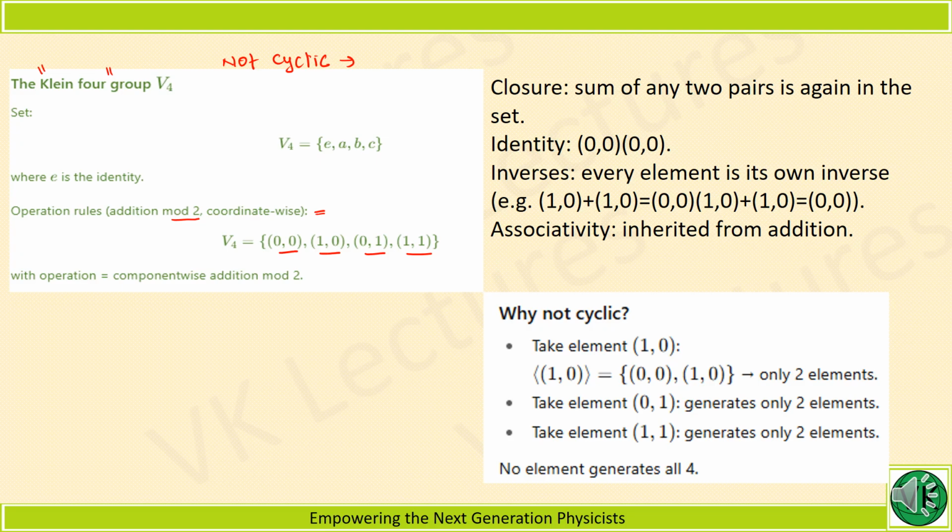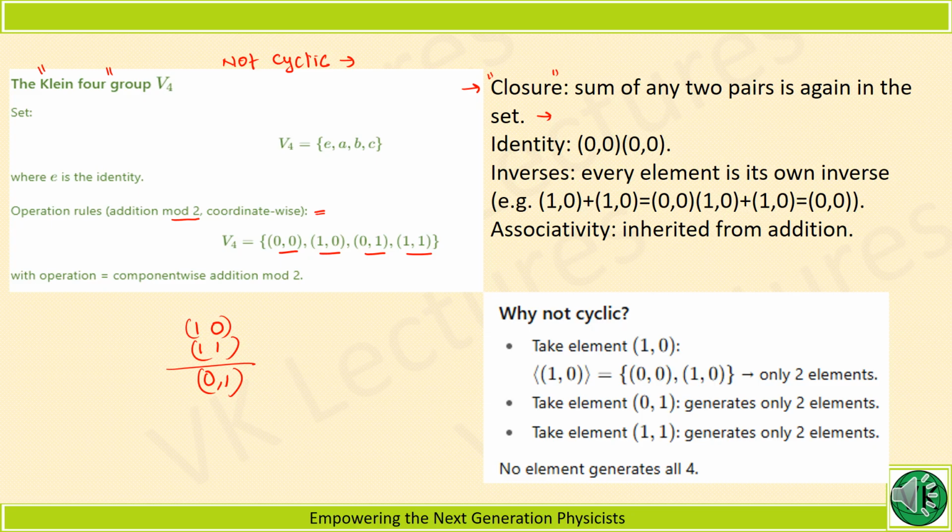Now to understand this, let us look into the properties of the group. It obeys the closure property. The sum of any two pairs is again in the set. So you add any two elements, it will again belong to the same group. For example, (1,0) and (1,1): 1 plus 1 you get 2, 2 divided by 2 is 0, and 0 plus 1 you get 1. So (1,0) and (1,1) gives you (0,1).